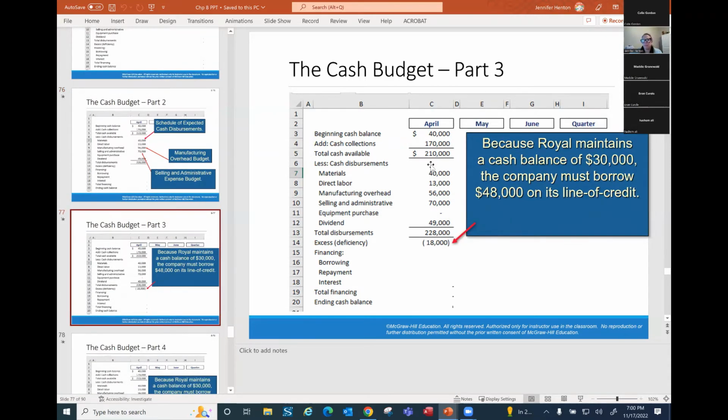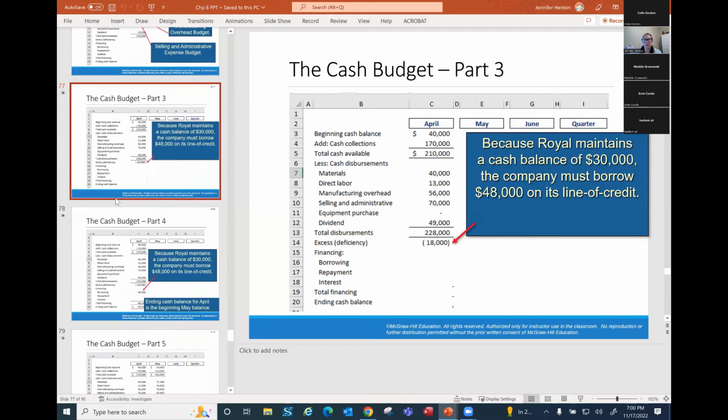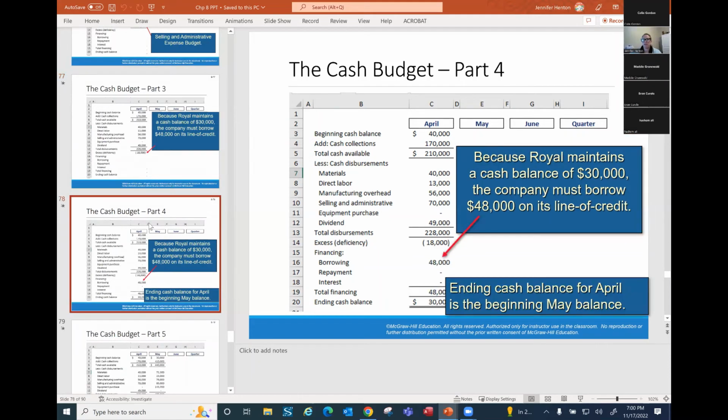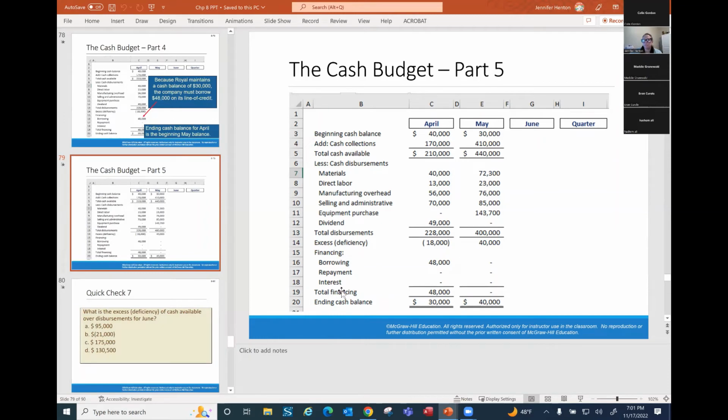So what happens? Our cash collections are only $210,000, but the disbursements are $228,000. So we spent a little more than what we have cash coming in. So we have a deficiency of $18,000. So what do we need to do? Not only do we need to cover that, but we also have to cover the cash that we want, right? So we have to cover that $30,000 plus the $18,000. If we add them together, we need to borrow $48,000. And remember, we have that line of credit that we can borrow from. So we have $48,000 that we're borrowing, and our ending cash is $30,000. And that's what we wanted for our ending cash.